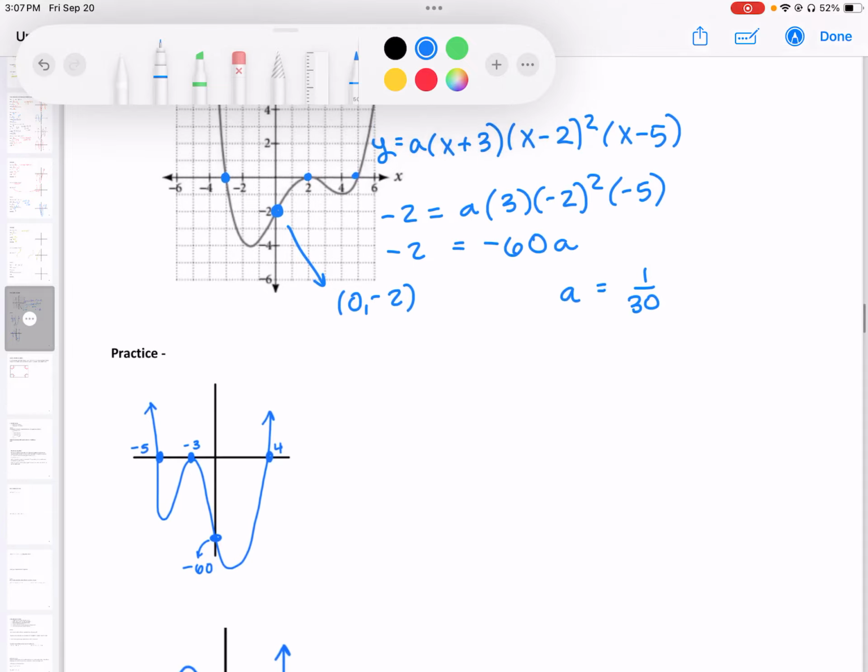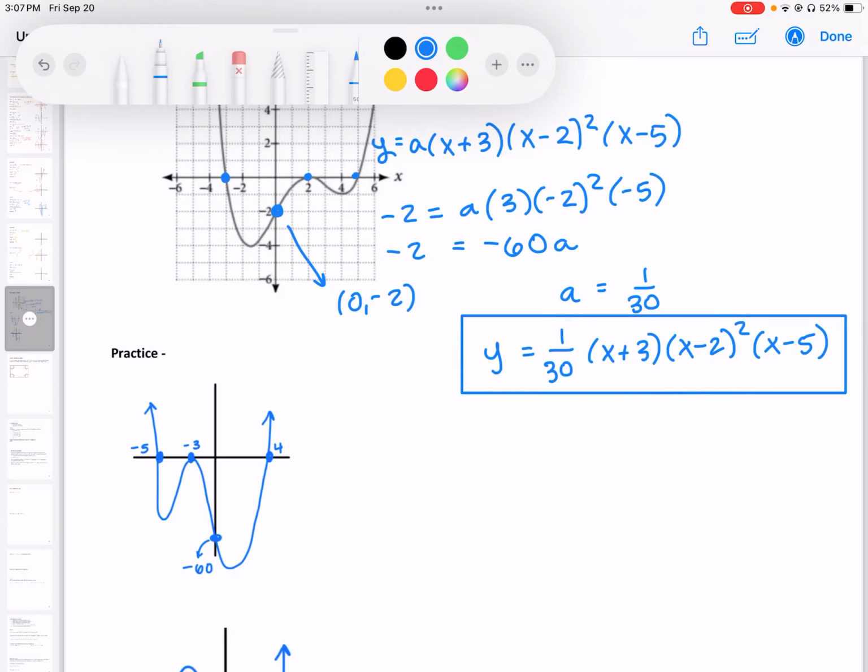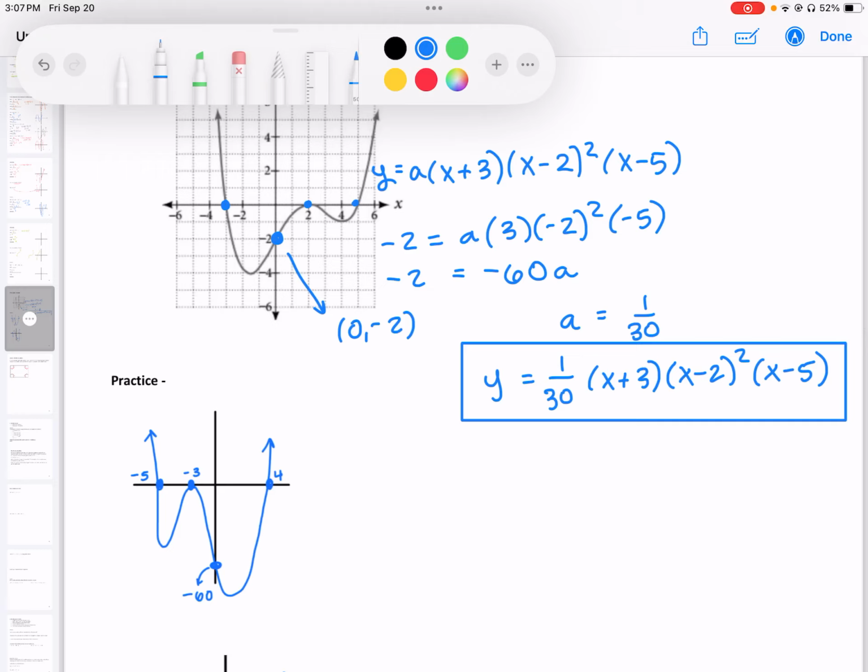So that means the correct function is going to be 1 over 30 times x plus 3, x minus 2 squared, x minus 5. We find a because a might be a stretch factor that we otherwise wouldn't have found unless we plugged in the y-intercept to find another point, find that stretch.